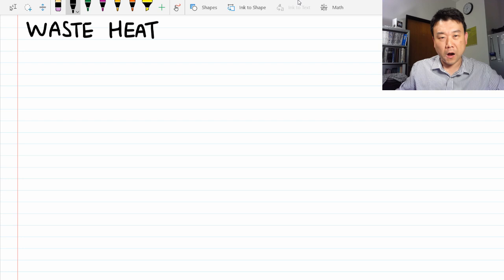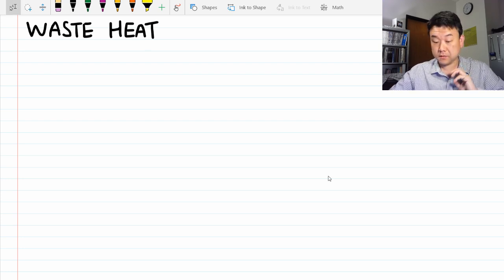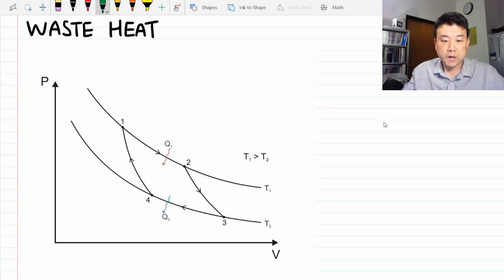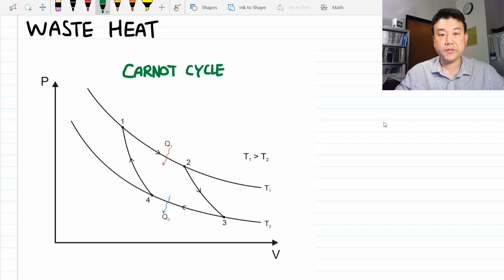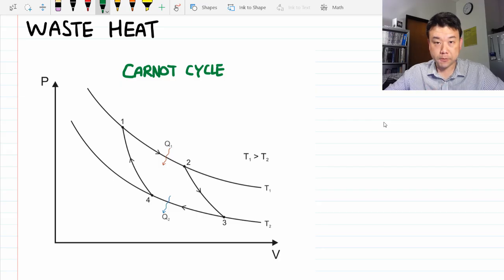Let me be a little more concrete. Let's look at a very specific process, a heat engine cycle, the Carnot cycle. It is an idealized, purely theoretical process. No friction enters here. Now, what does it mean for a heat engine to be a heat engine? What is the purpose of a heat engine? The purpose of a heat engine is to turn heat energy into mechanical work.